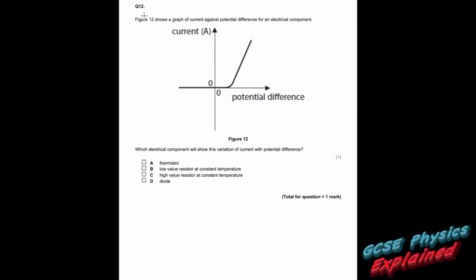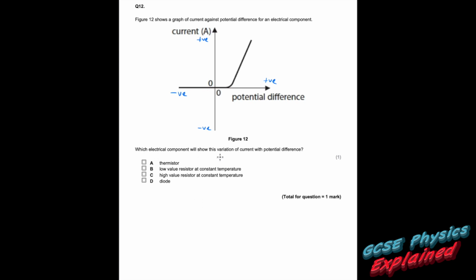Question 12. Figure 12 shows a graph of current against potential difference for an electrical component. These are the graphs that I was talking about before. That's your positive current up there, which means your negative current's down there because that's 0. And over here could be positive 10, 9, 8, 7, 6, 5, 4, 3, 2, 1, 0, and then minus 1, minus 2, minus 3, minus 4. So that's all negative numbers there.